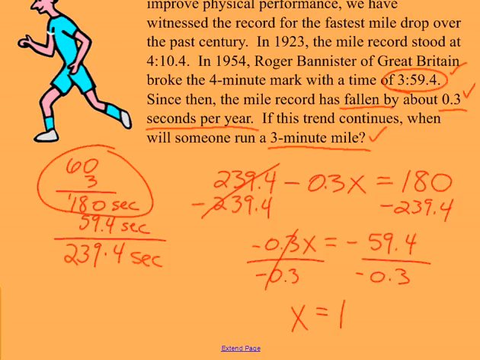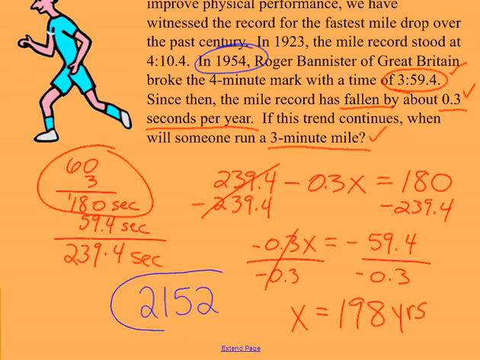And we come up with 198. Remember that x stood for years, so this is 198 years. But remember, Bannister's record was set way back in 1954. So, based on our equation, 198 years after 1954, that'll give us the year 2152. That we could expect that if this trend continues, somebody to run a 3-minute mile.